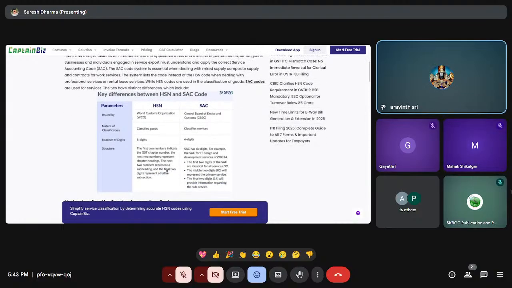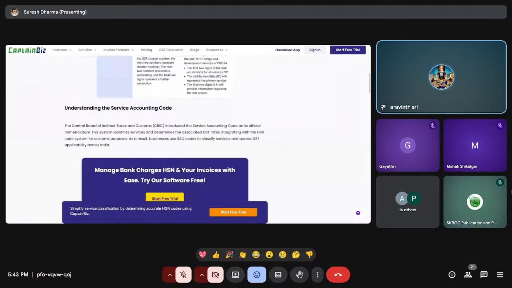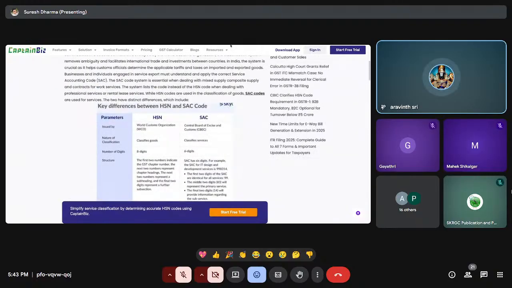Okay. The structure: the first two numbers indicate the chapter number. The next two numbers represent the chapter headings. The next two numbers represent the subheading like that. Okay. SAC has 6 digits, for example SAC for IT design. The first two digits of the SAC are identical for all services. Okay, we will read that a little bit. Now we are going back to the GST portal.